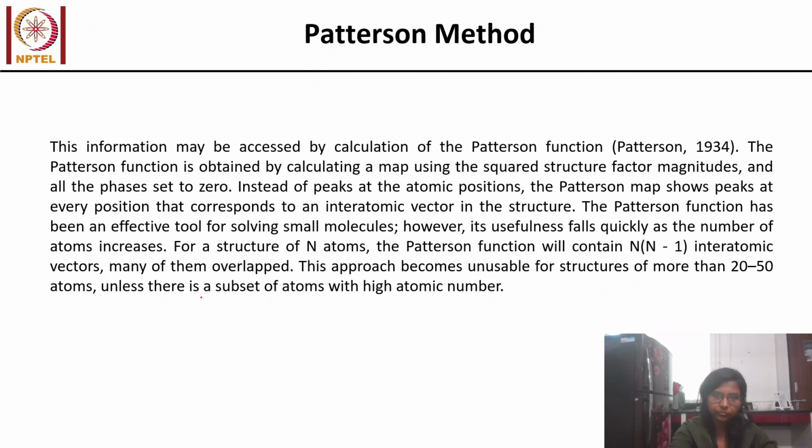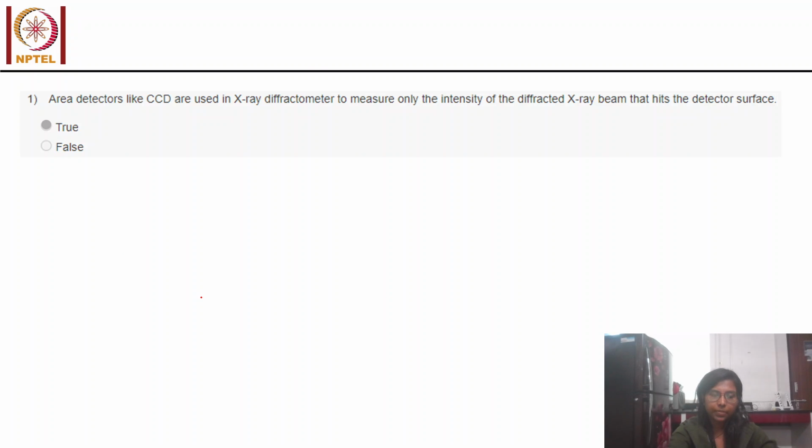So now we come to the question answers. The first question, so we are talking about assignment 10 of week 10, right? The first question was that area detectors like CCD are used in an X-ray diffractometer to measure only the intensity of the diffracted X-ray beam which hits the detector surface.